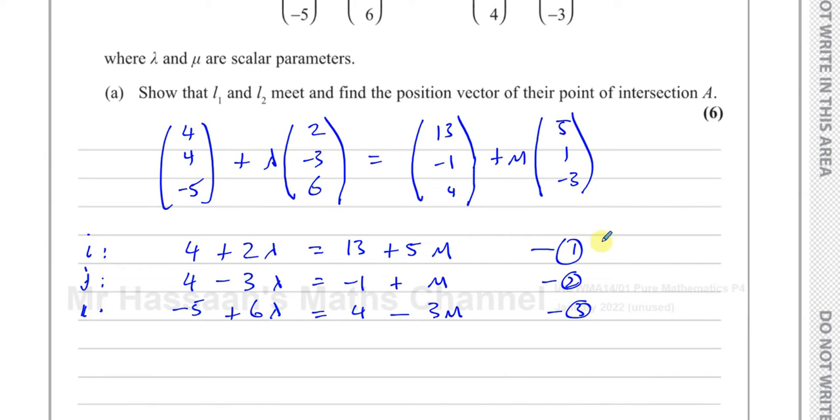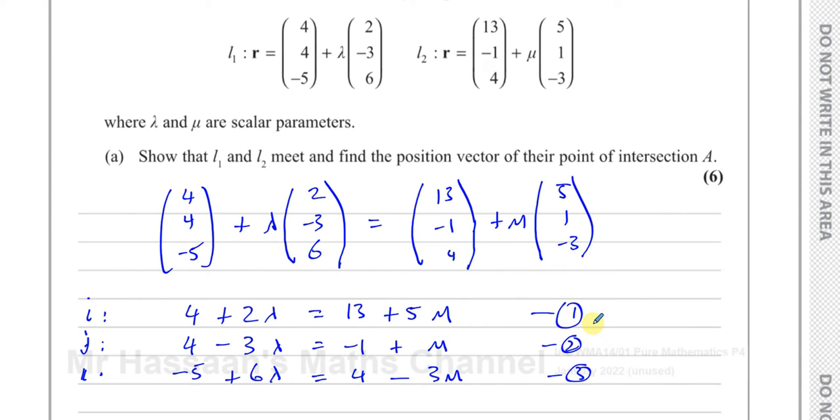So now you can choose any two of these equations to solve simultaneously to find lambda and mu. And then if that value of lambda and mu that you found satisfies the third equation, then you have proved that these lines will intersect. And then you can find the point by using the lambda or the mu value in either of these two, the lambda value in this one or the mu value in this one, to find the point where they intersect.